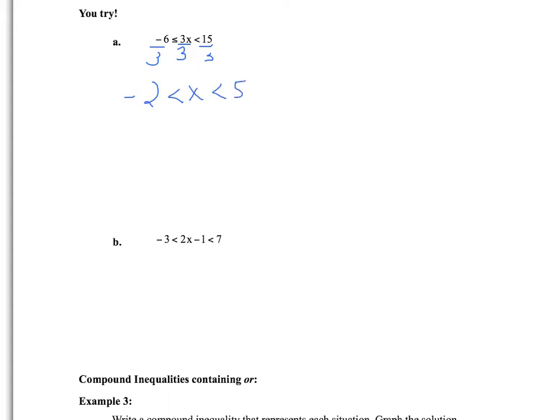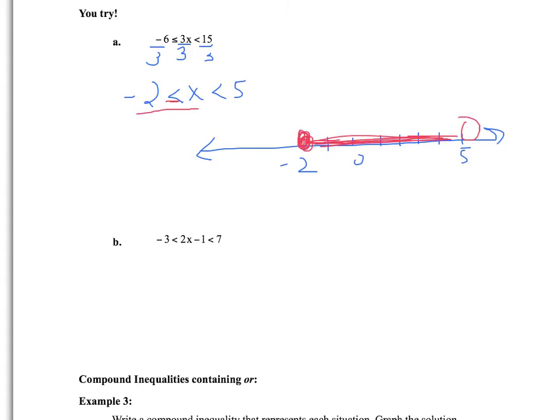In order to graph this, I need to have the points 1, 2, 3, 4, 5, 1, 2. Reading it, x is greater than or equal to negative 2, and it's less than 5. So greater than or equal to negative 2, less than 5. So it's everything in between. Whenever we're working with an "and," your graph will always look like this. It's going to be something in between.